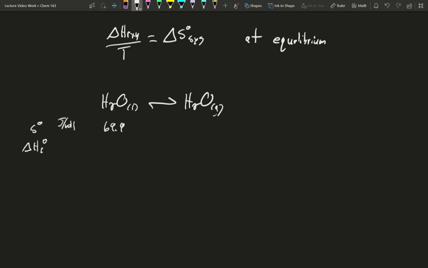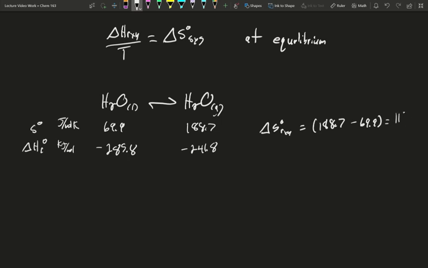69.9 joules per mole Kelvin for the entropy, 188.7 for the gaseous water. Our delta H is negative 285.8 kilojoules per mole and negative 241.8 kilojoules per mole. My delta S for this reaction, or my delta S for the system, is going to equal 188.7 minus 69.9 for 118.8. My delta H for this reaction, equal to the sum of the products minus sum of the reactants, negative 241.8 minus negative 285.8 for 44 kilojoules per mole.